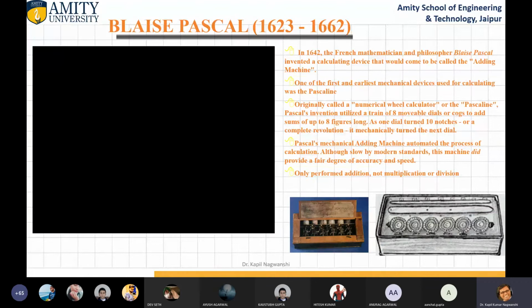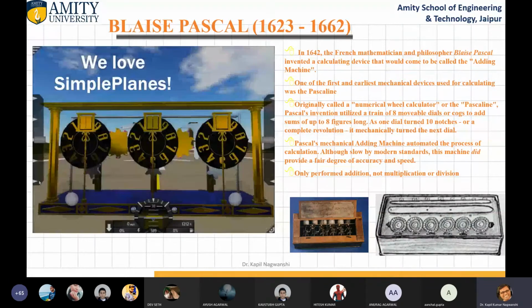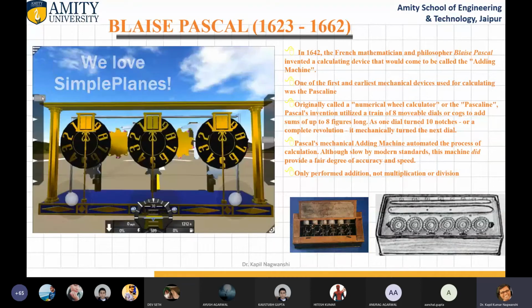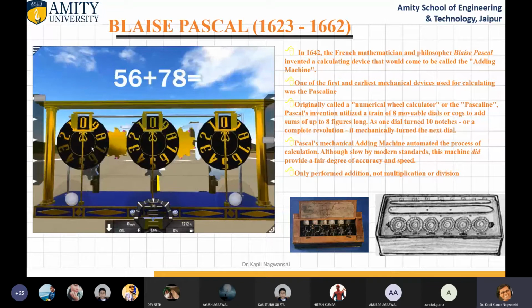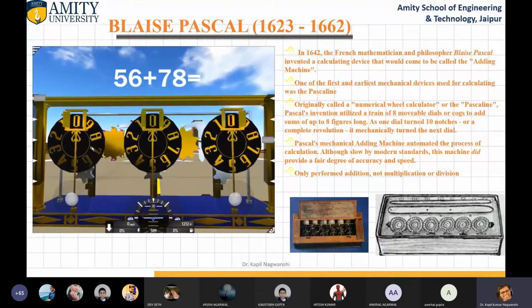Blaise Pascal invented one machine known as the Pascaline. So this is the device available, Pascaline. It was invented in 1642. Each and every device, they are showing different years.